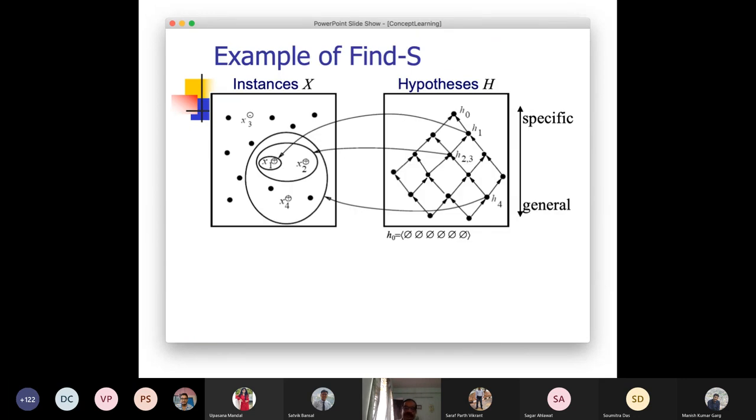Right, so an example with respect to your input data set. You see that you have started with the most specific hypothesis, which is given by all null, H naught. And then you take the first training example in your data set, say sunny, warm, normal, strong, warm, same, right? So what should be your H1 in that case?